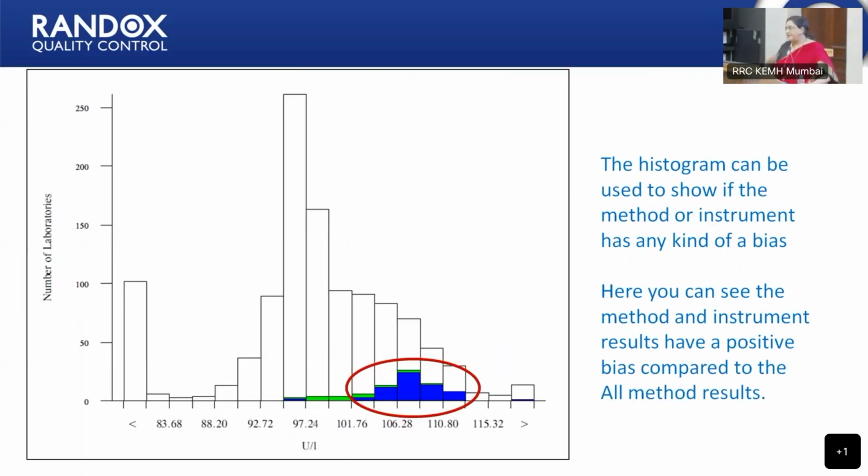If there is any instrument or method specific bias, the way it is reflected in this graph, we can see the blue portion has shifted to the right hand side, which means whichever parameter graph this is, the parameter run on that specific instrument is always recovering slightly on a higher side compared to all the other methods.